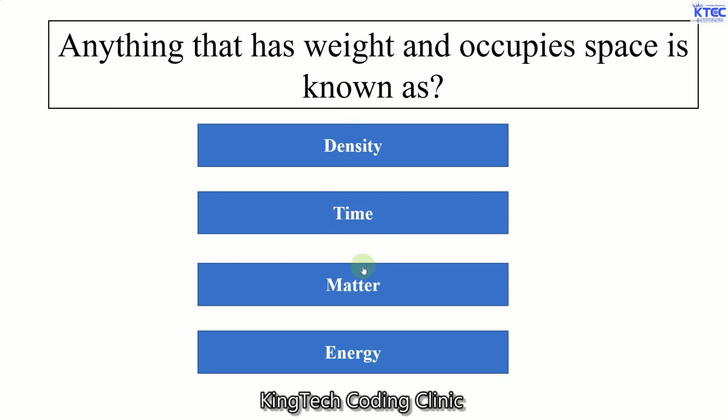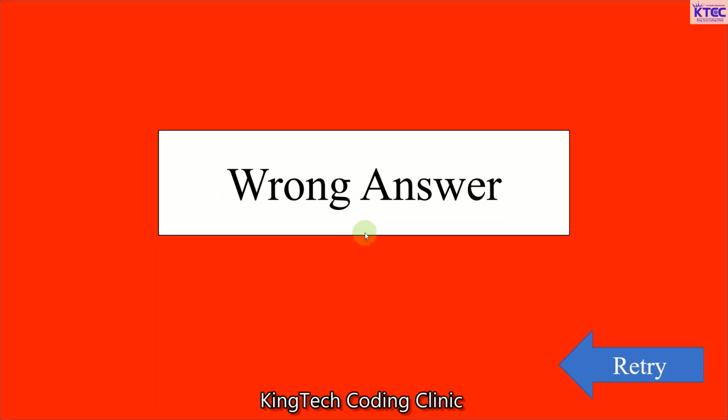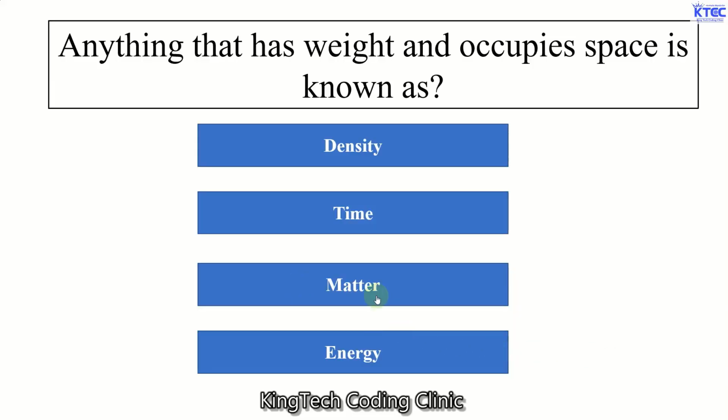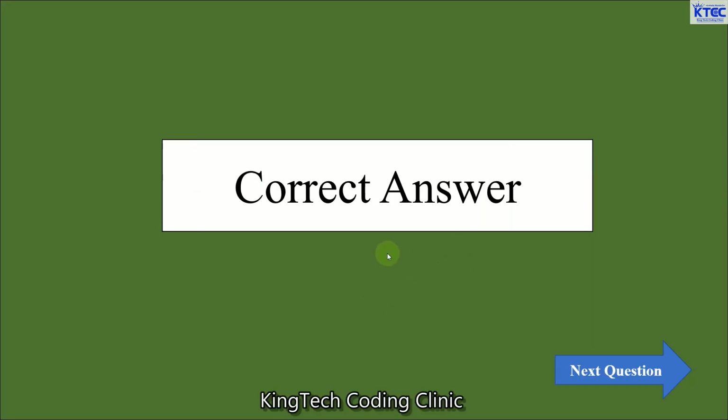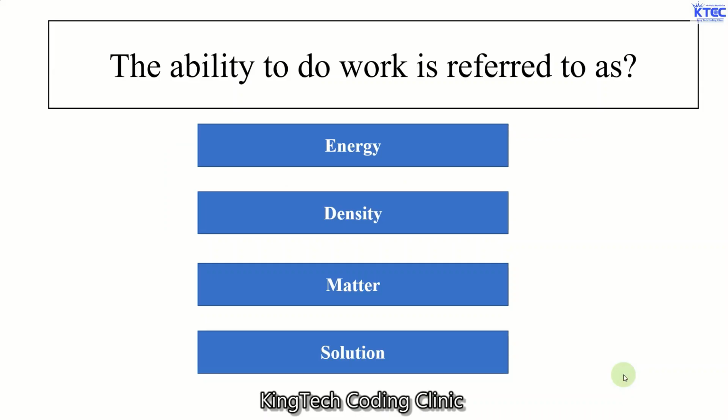So let's try choosing the wrong answer here. Let's see, I choose time, and it says wrong. Now let's choose the correct answer, which is matter. Choose that and it goes to the next slide saying "Correct answer. Next question."